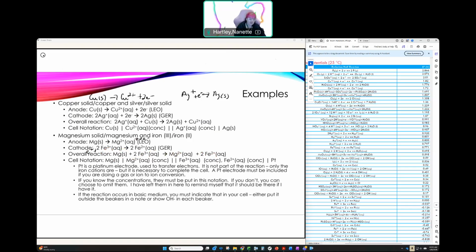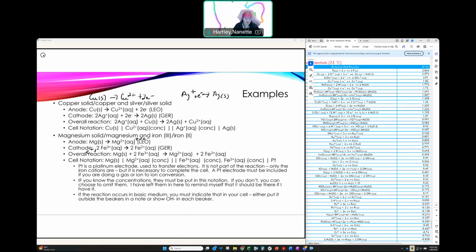The cell notation for that would be Mg solid, phase boundary, Mg2+ aqueous, different cell, Fe3+ aqueous, comma, Fe2+ aqueous, because we put a comma if they're both in the same phase. Then I need a boundary and platinum, because I don't have a solid. So I need that platinum that can carry the electrons. Again, that's my inert electrode.